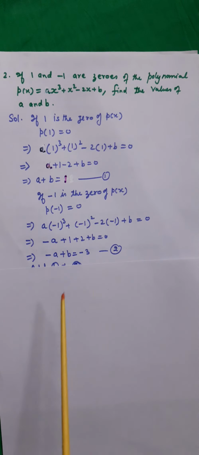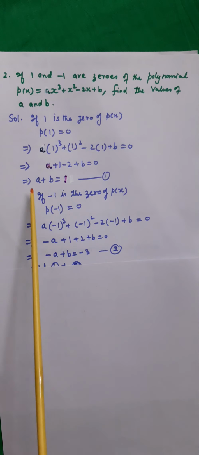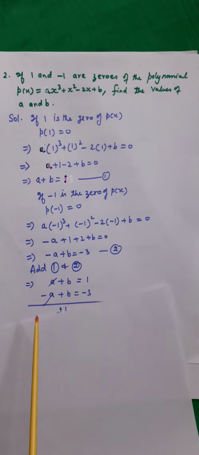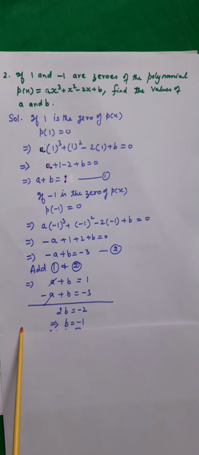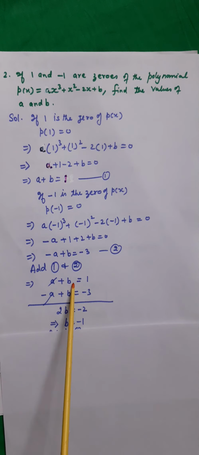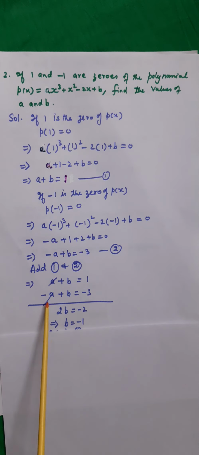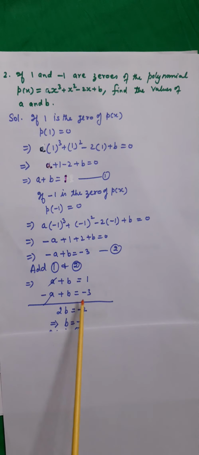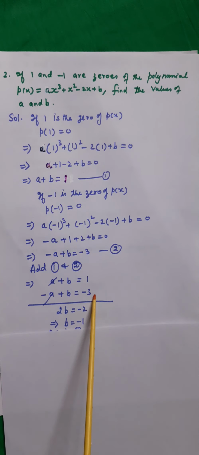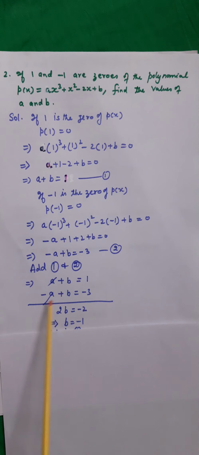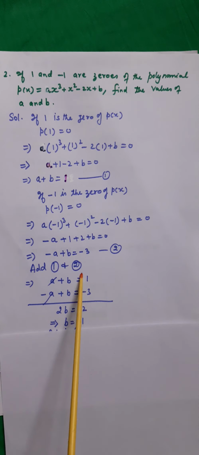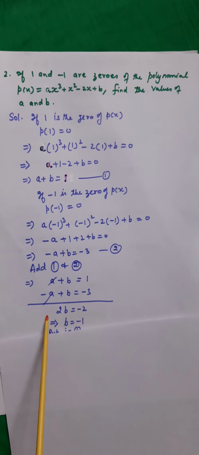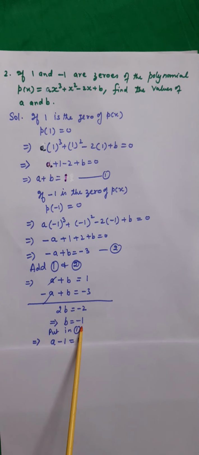If I add number 1 and number 2, a's will get cancelled. So let us add number 1 and number 2. a plus b is equal to 1 and minus a plus b is equal to minus 3. This is cancelled and I have 2b is equal to minus 2, which implies b is equal to minus 2 upon 2, which is minus 1.